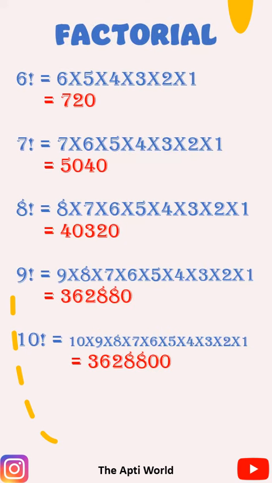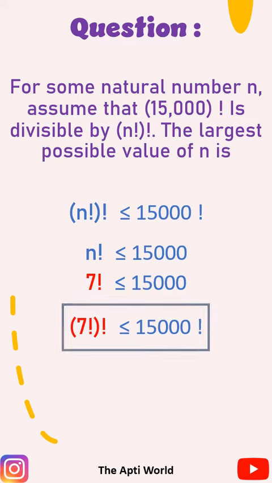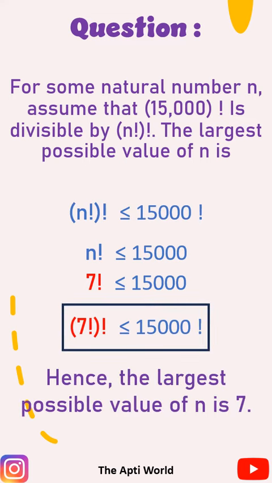Now, from the video of tips and tricks of factorial we can see that 7 factorial is 5040, which is less than 15,000, and 8 factorial is 40,320, which is greater than 15,000. As we all know that the divisor should be smaller than the dividend, so we will go with 7 factorial. So, the largest possible value of n factorial is 7 factorial, which divides 15,000. Hence, we can say that 15,000 factorial is divisible by (7 factorial) factorial, which is the largest possible value.